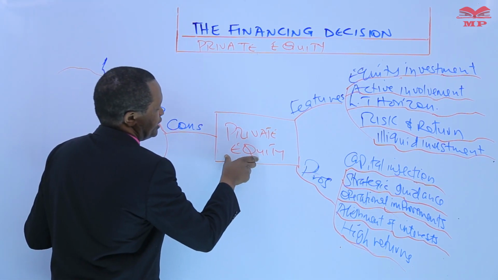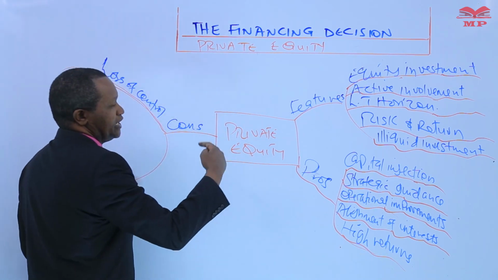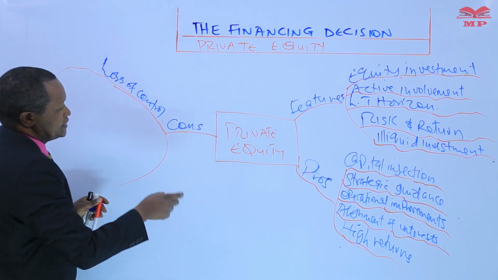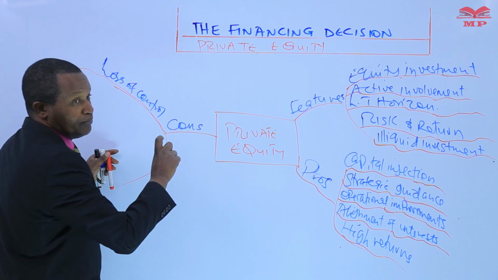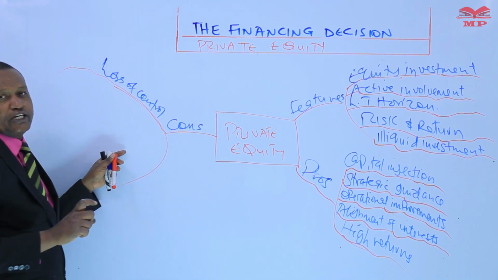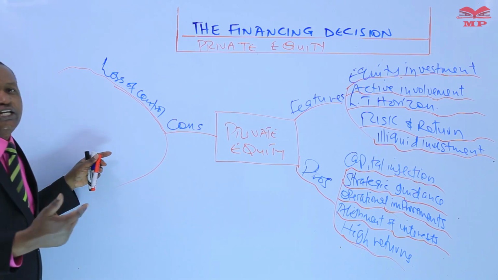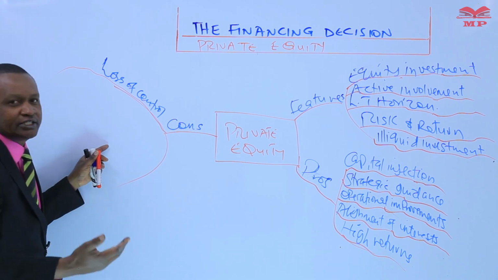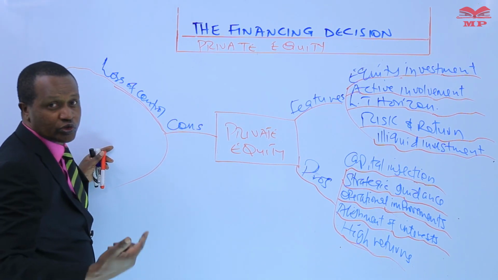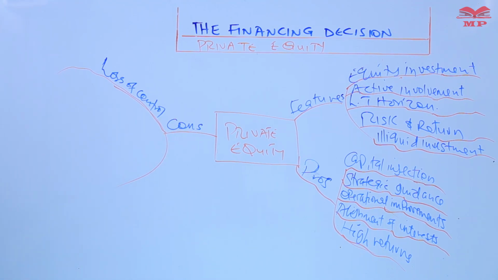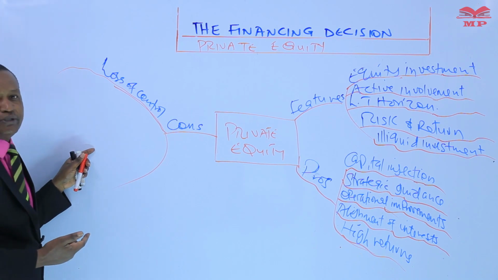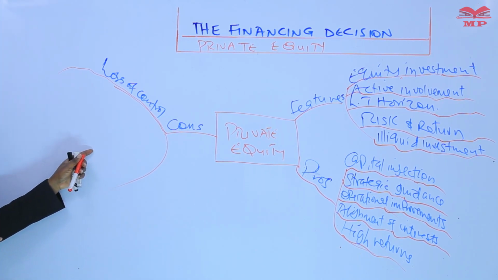Remember, we say that when private equity investors pump their money in a private company, they gain ownership, and therefore the existing shareholders may lose control of the company. That may lead to dilution of ownership. The company founders and the existing management may experience loss of control. Why? Because private equity investors typically take substantial ownership of the company. You understand?